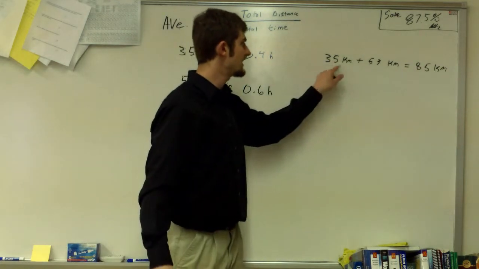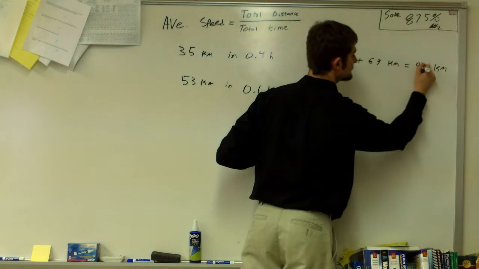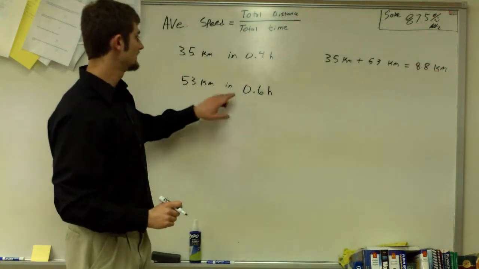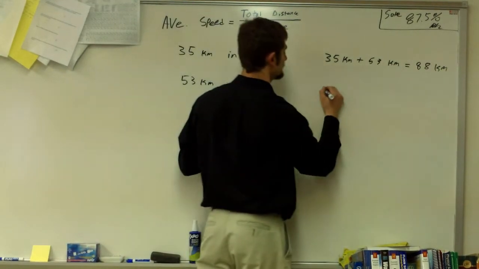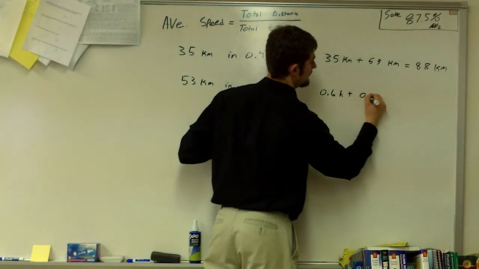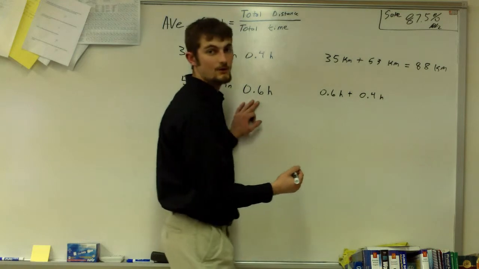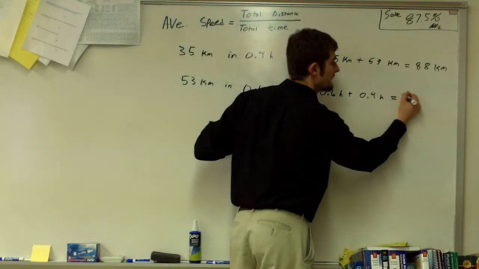Five plus 3 is 8. 88 kilometers. Our time, 0.6 hours plus 0.4 hours. 0.6 plus 0.4 is going to be 1.0.